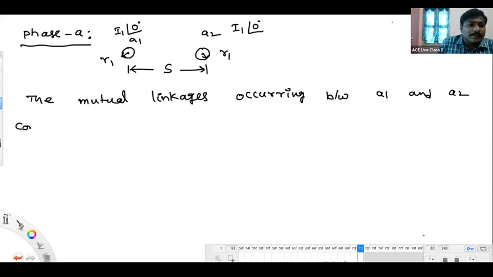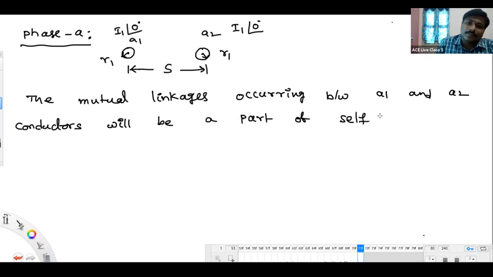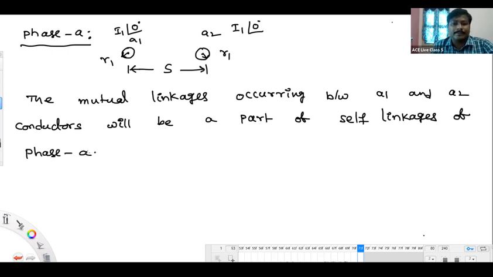A1 and A2 conductors will be a part of self linkages of phase A. Self linkages of phase A. Getting? Self linkages of phase A. So whatever the distance S we have now, that will be a part of GMR of the phase A.